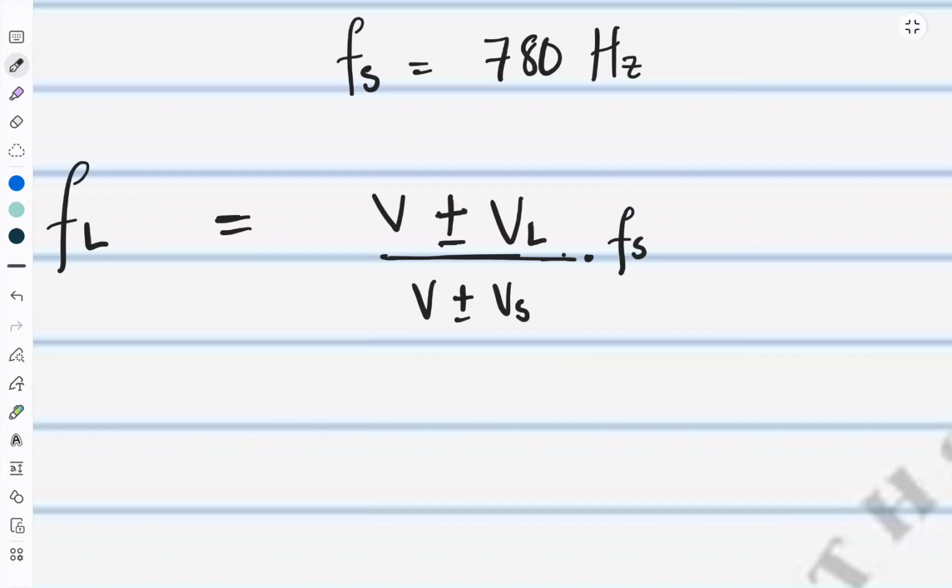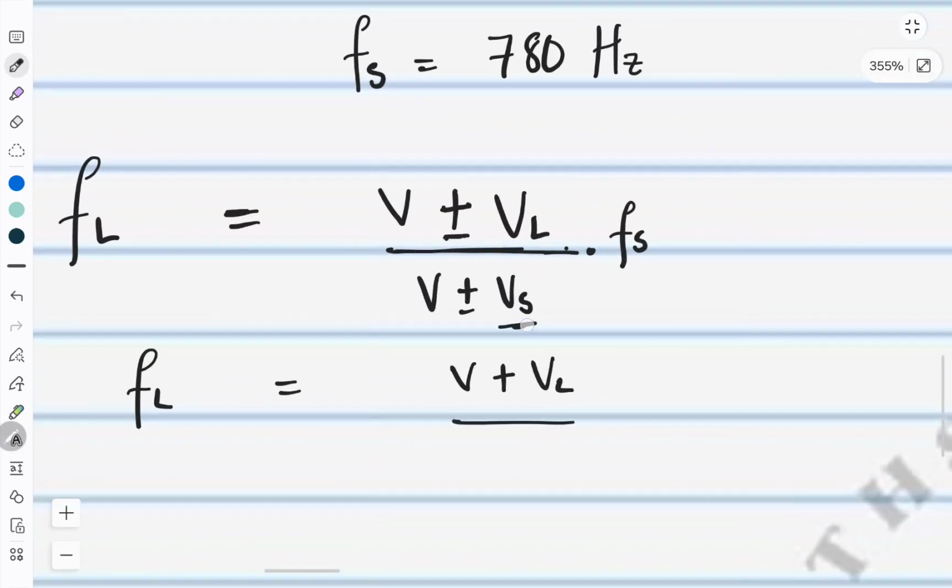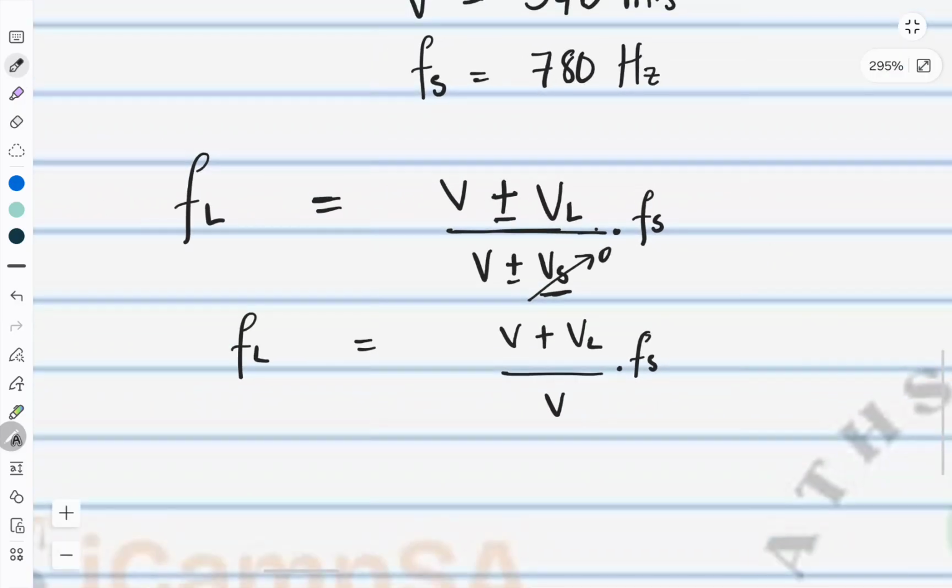So because now we are concerned with the listener moving towards a stationary source, our equation will become FL is V plus VL, because the source is stationary but the listener is moving. So the velocity of the source will be 0, so this will go away. We'll have only V remaining at the bottom, which is the velocity of the sound wave. Then we multiply all of this by Fs.